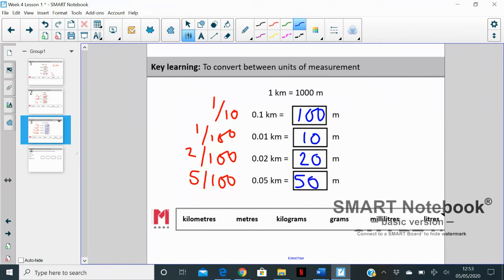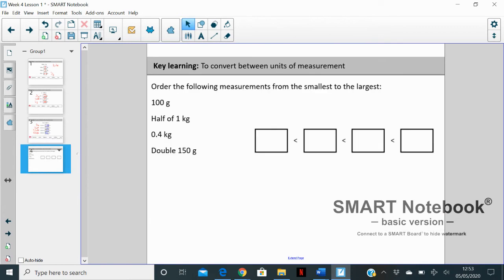So we can use our knowledge of fractions and decimals to help us work out fractions of the larger unit of measure. So on the next slide, this is an activity that you're going to be having a go at, one similar to this today. You need to order measurements and put them from smallest to largest. So we've got 100 grams, half of 1 kilogram, 0.4 kilograms, and double 150 grams.